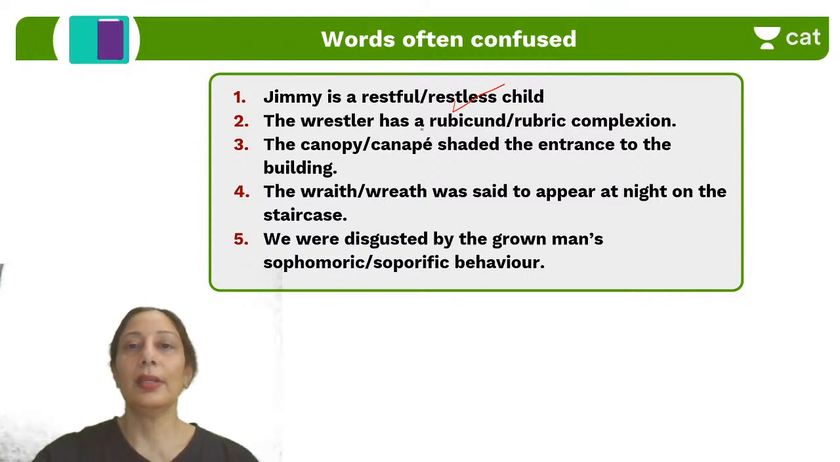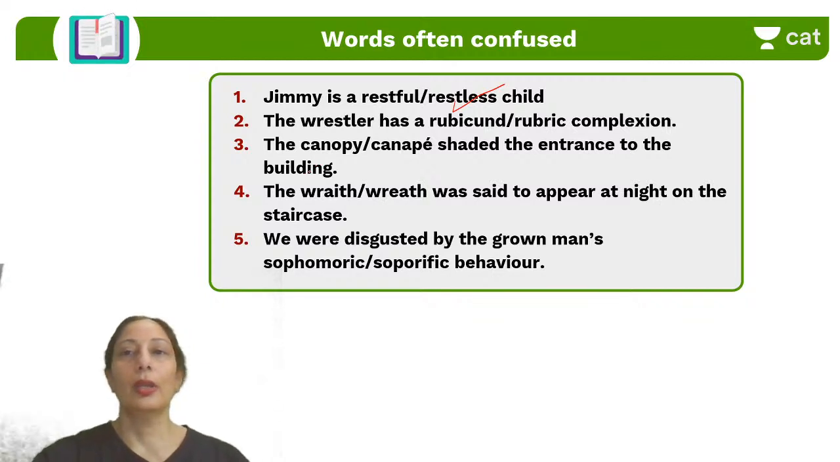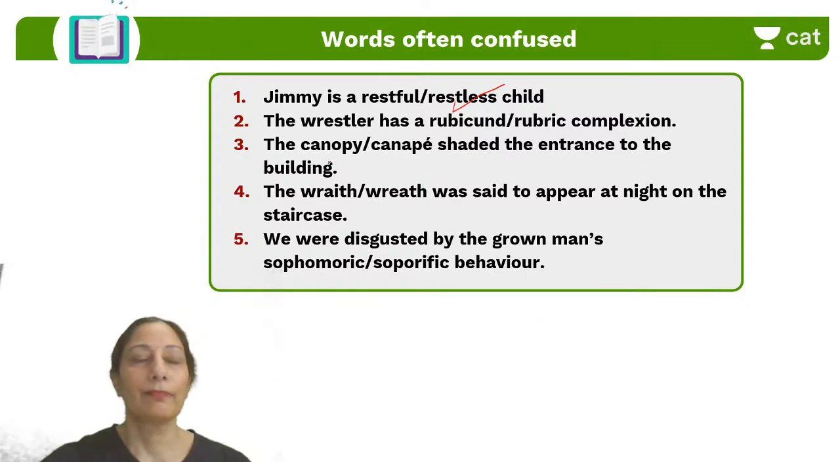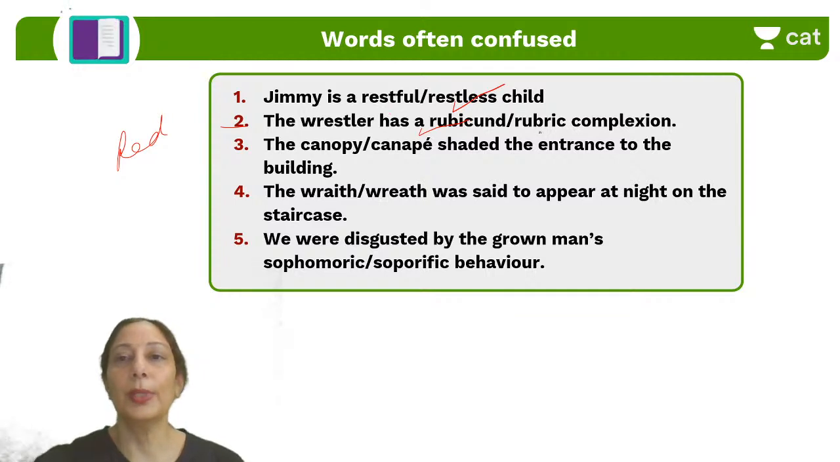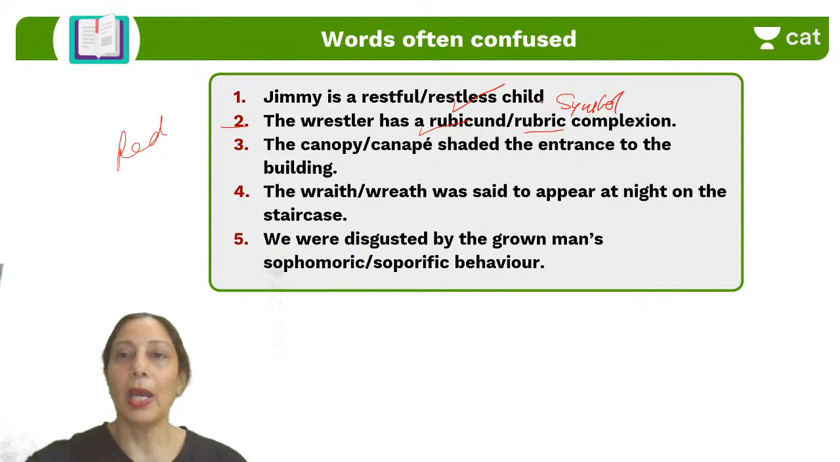The wrestler had a rubicund or rubric complexion. The wrestler had a rubicund or rubric complexion. Second one, guys, what do you think is the answer? He had a rubicund or rubric. Yes, Dia, you're correct. Rubicund means red in color. A person who is red in complexion, reddish complexion. What is a rubric? Rubric is like a symbol, right? It is like a symbol, or I can also say a kind of a mark or a heading.